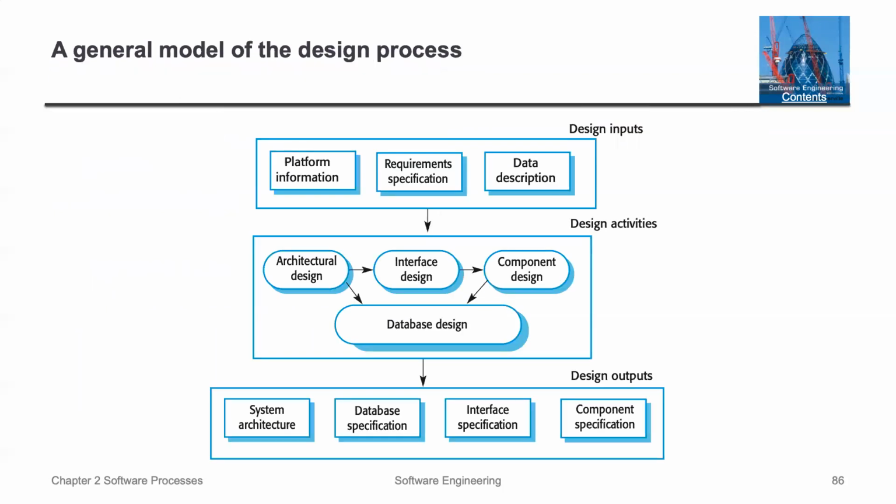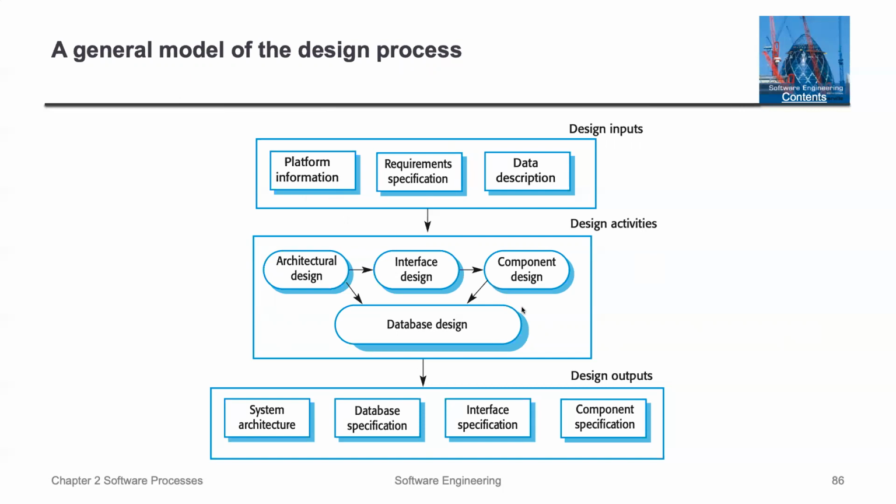So here's a general model of the design process. We have to have the design inputs: the platform information, the requirement specification, and the data descriptions. What kind of data do we have? What is it that we want to be doing? What type of platforms are we going to be using? Is it a mobile platform? Is it a desktop application? Is this basically a web-based, server-driven type of operation?